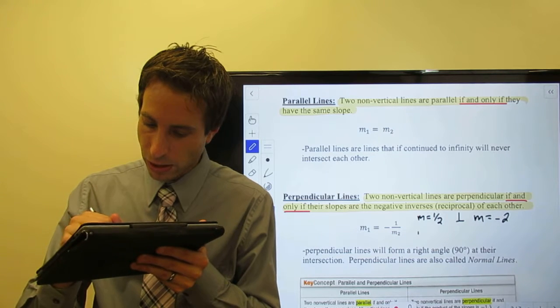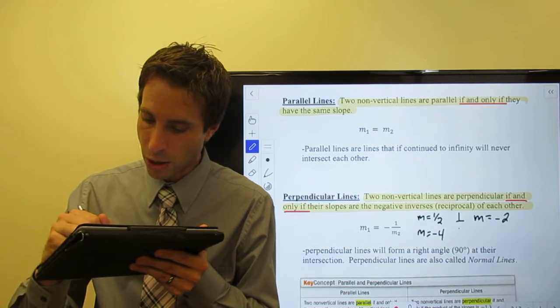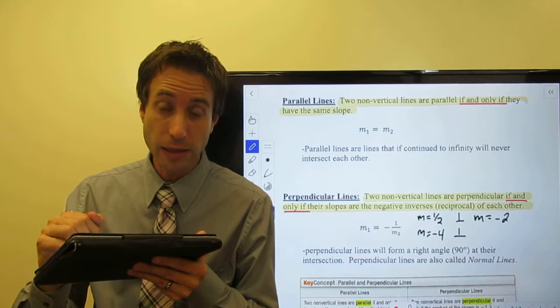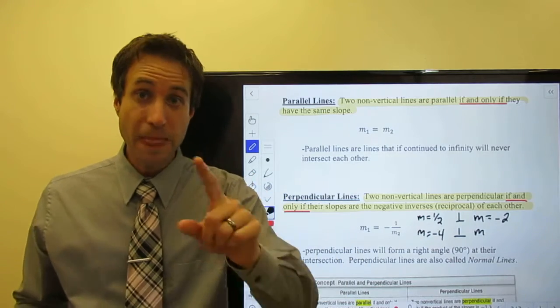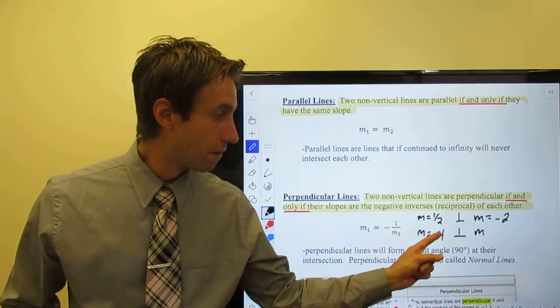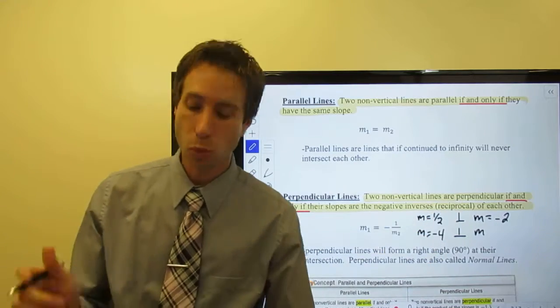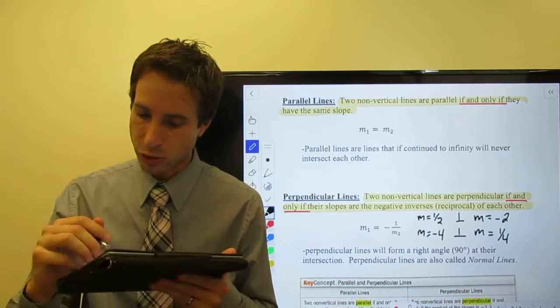If you had a slope that was -4, what is the perpendicular line? Well, the slope would have to be, flip it, and make it negative. Negative times a negative is positive. 4 goes to the bottom, 1/4. Pretty simple. Let's try another one.